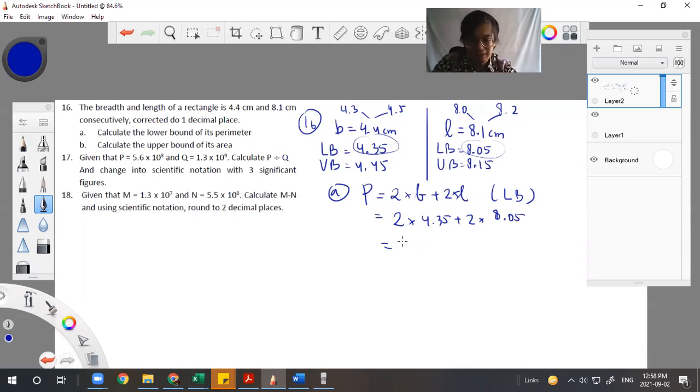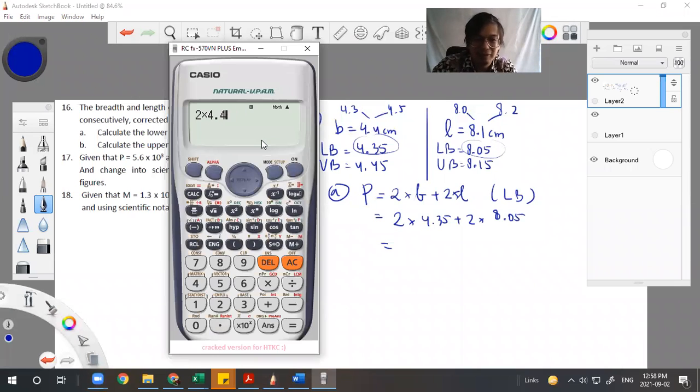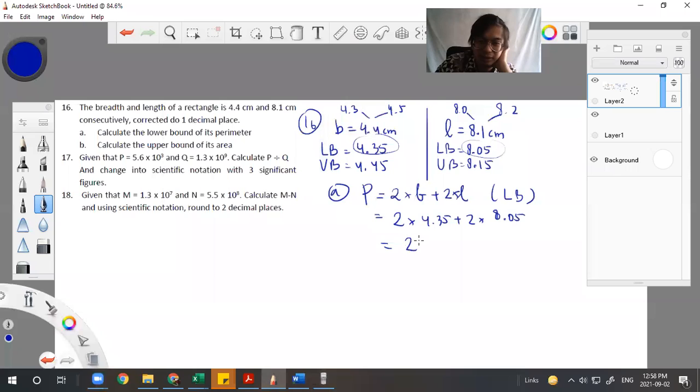Let's go straight on, I use my calculator. Here, 2 times 4.35 plus 2 times 8.05. So the answer will be 24.8. Unit is in cm, I'm sorry.